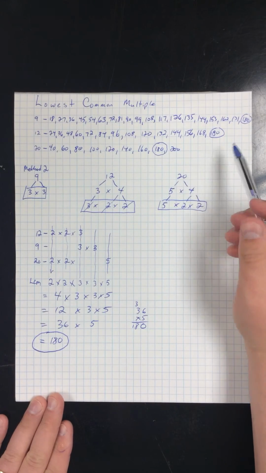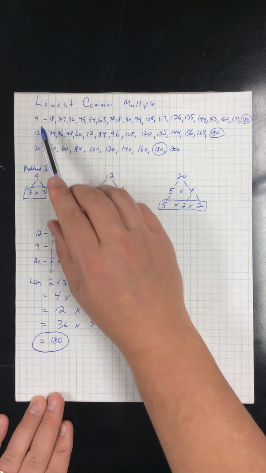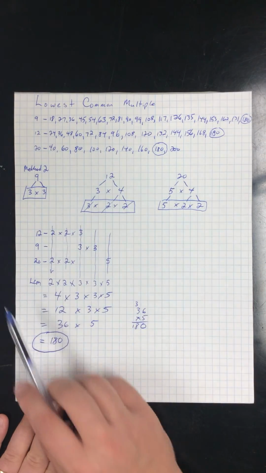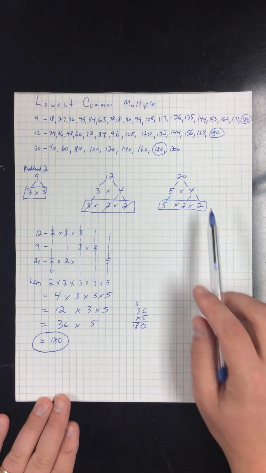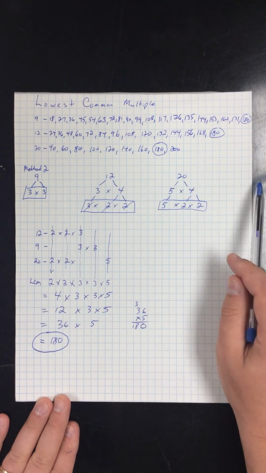Either way works fine. Again, this one works well for smaller numbers or lists that maybe have 2 numbers in it instead of 3. And the prime factorization method works well for larger numbers that I'm starting with, or numbers with maybe 3 or 4 in the set.